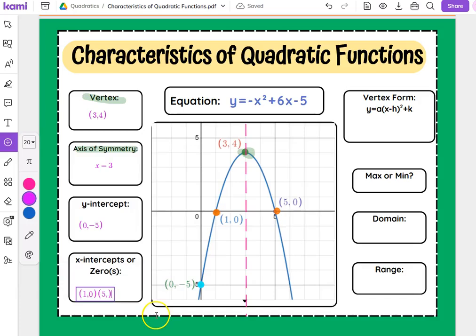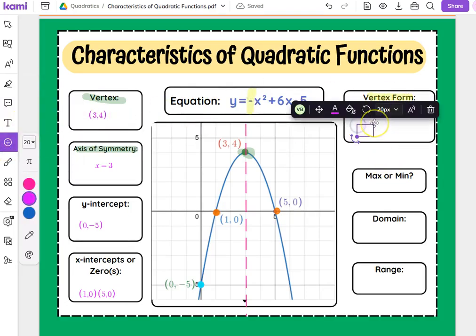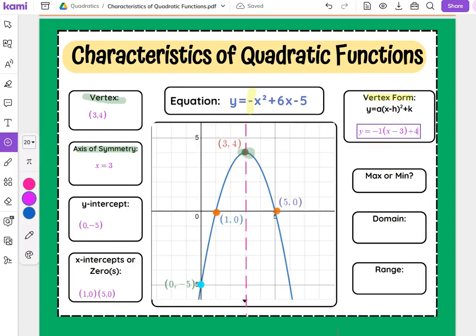All right, in this case, we have our vertex form. We're going to come up here and find that vertex form. So we've got a -1 for our A. So in our vertex form, we've got -1. So we'll put y equals -1 times, and then x minus h, so x minus 3, and then plus k, which is our 4. So plus that vertex.